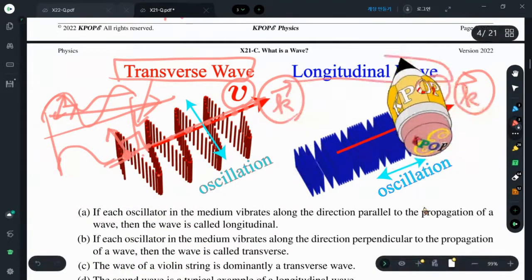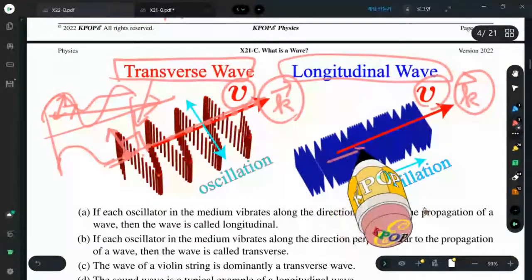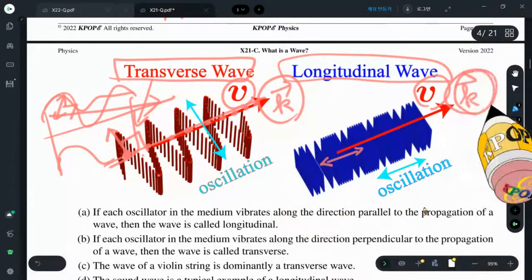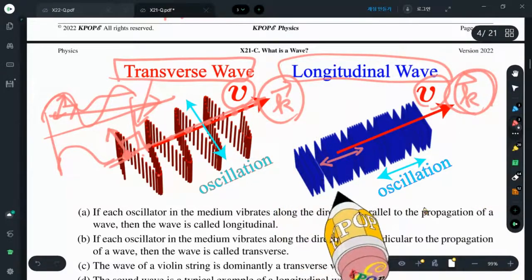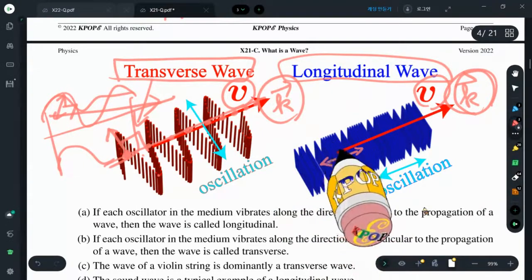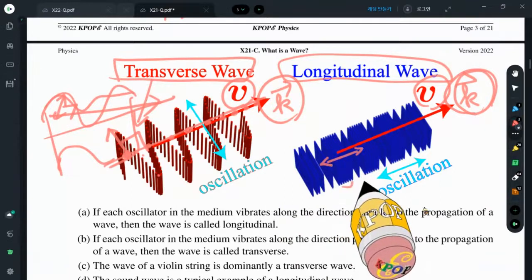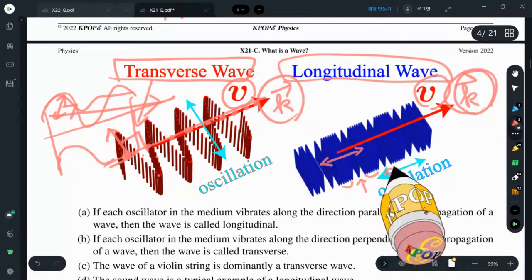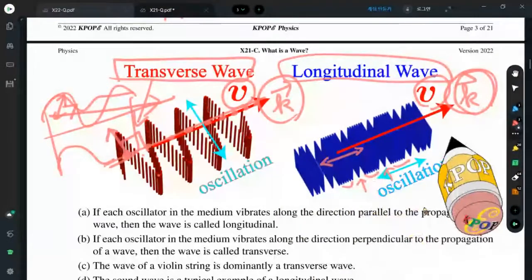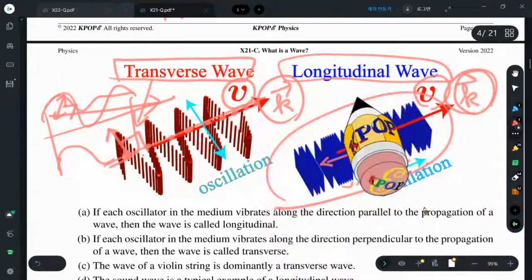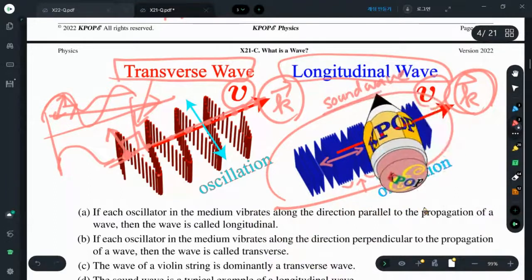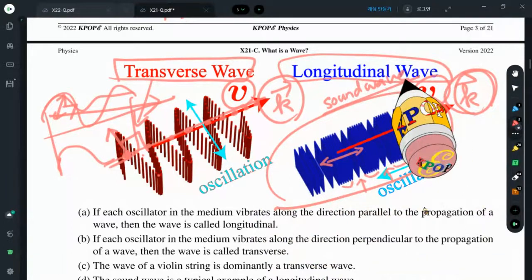There is another wave whose fluctuation is along the longitudinal direction. Longitudinal means the direction of propagation. So the particles are densely distributed in this region. It is less dense, less dense, dense. So there is a periodicity in space. This kind of wave can be found in the sound wave. Okay?